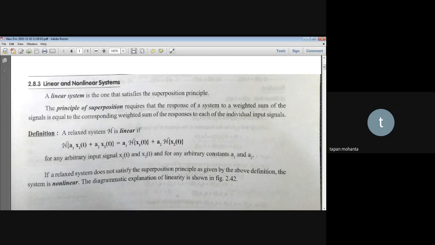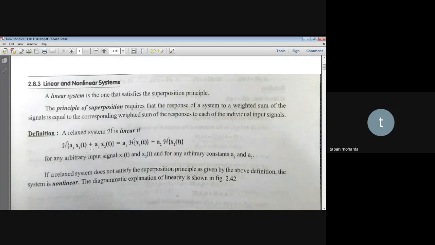The next one is A1 h of x1(t) plus A2 h of x2(t). These are the individual responses of the system. The response to x1(t) plus x2(t) is equal to the sum of the individual responses. The operator h is used for x1(t) and also for x2(t). So the individual responses of the two signals are equal to the corresponding response to the combined signal.